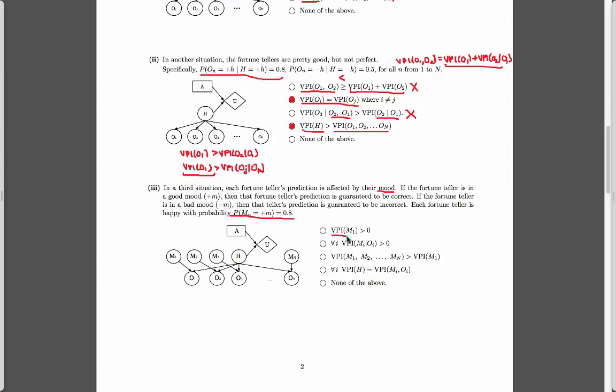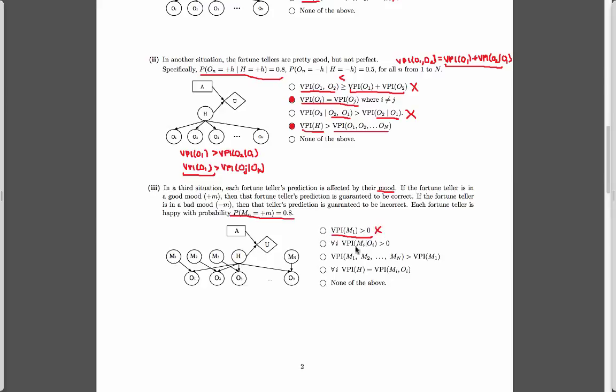This is saying that the VPI of M1 is greater than 0. The way we can look at this is we now get some piece of evidence, and that is the fortune teller's mood. However, when we get this, we don't know anything about what their prediction was. While we might know that their prediction is guaranteed to be correct or guaranteed to be incorrect, we don't know what their observation is, and therefore we don't have any additional information about H, and so we cannot increase our utility because we don't know anything. We haven't gained any information about H, and thus haven't gained any information about how we can increase our utility. So that answer is incorrect.